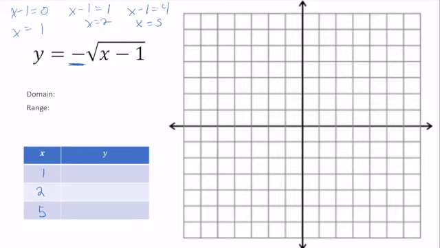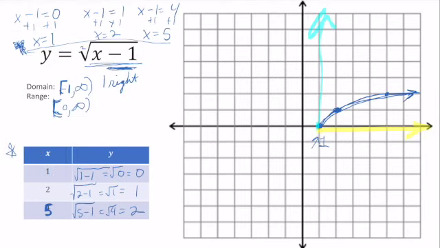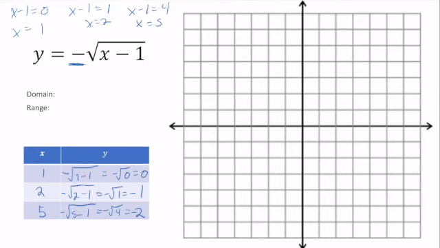When I plug in my value, I have negative the square root of 1 minus 1, which is negative the square root of 0, which is just 0. Negative the square root of 2 minus 1 equals negative the square root of 1, which is negative 1. Negative the square root of 5 minus 1 is negative square root of 4, which is negative 2. So let's go ahead and plot this. I have when x is positive 1, y is 0. When x is 2, y is negative 1. And when x is 5, y is negative 2.